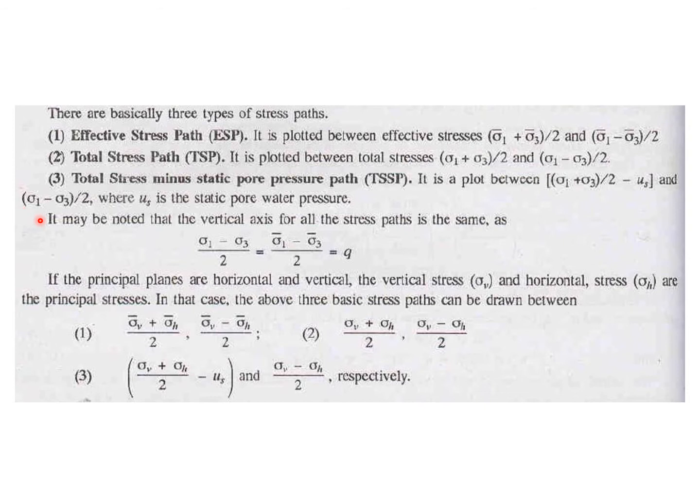Well, it may be noted that the vertical axis for all the stress paths is the same: sigma 1 minus sigma 3 over 2, or sigma 1 dash minus sigma 3 dash over 2, and that is equal to q.